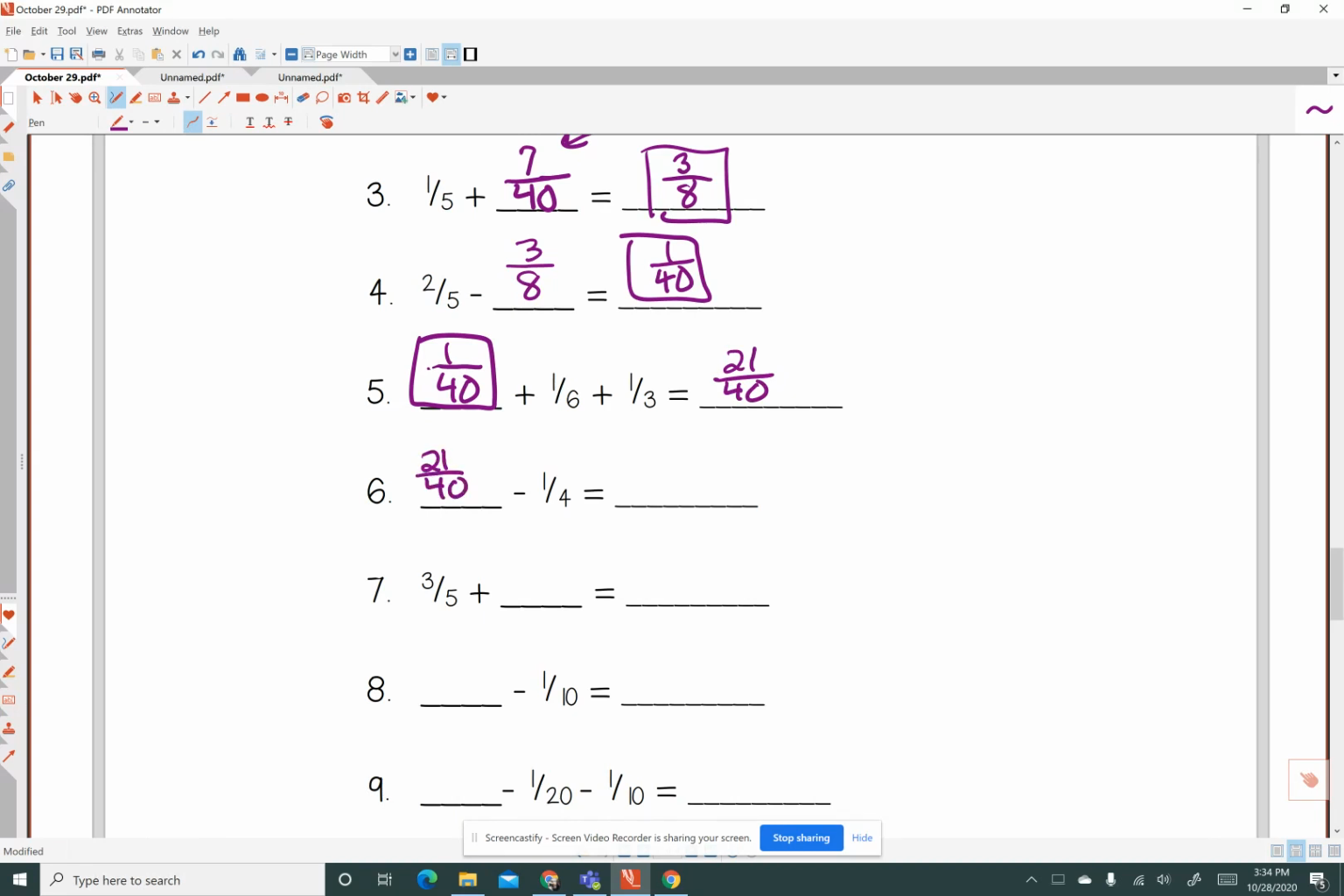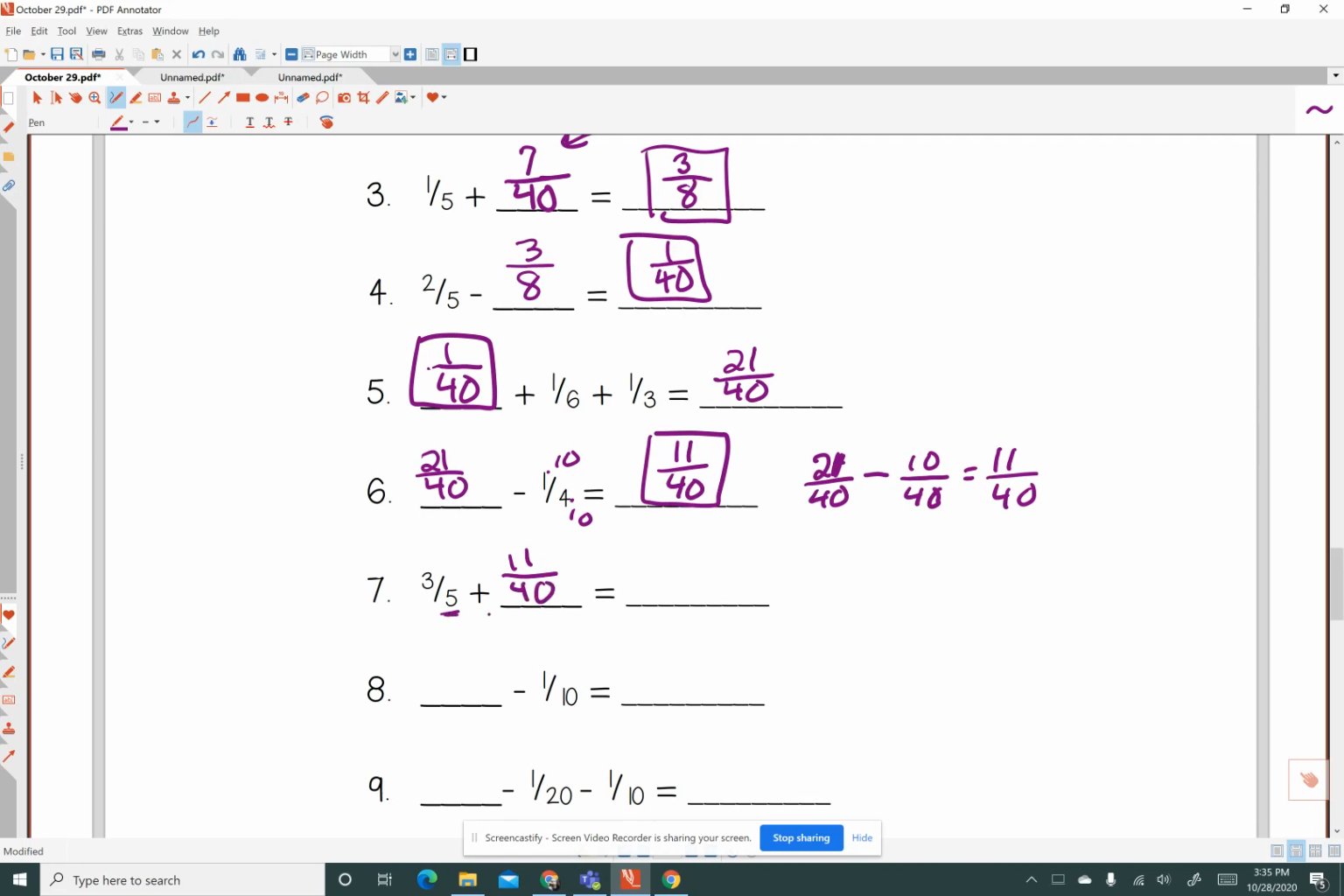Now, 21 over 40 minus 1/4. I think we have room to do this one. 40 is a multiple of 4. So 21 over 40 minus, 4 times 10 is 40, 1 times 10 is 10. And the denominator is 40. 21 minus 10 is 11. So 11/40ths, which we will also put right here.